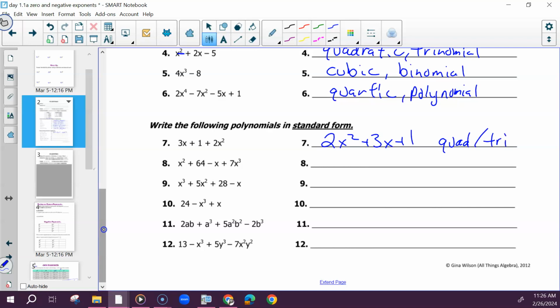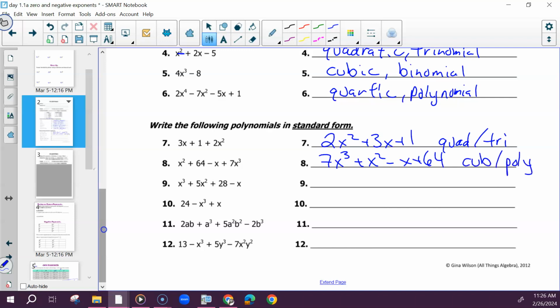And number 8, what would be the first term? 7x cubed. After we do 8, you can ask your question. And then plus x squared, and then minus x, and then plus 64. Degree and number of terms. Cubic polynomial.